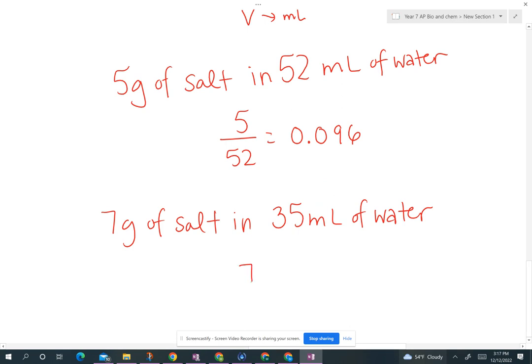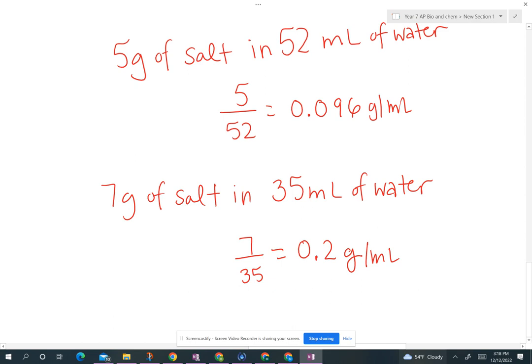Now, if I had another one, let's say 7 grams, I can do the same thing. I can go 7 over 35. That should be 0.2. Whoopsies. 0.2 grams per milliliter. Sorry, I neglected to write my units.